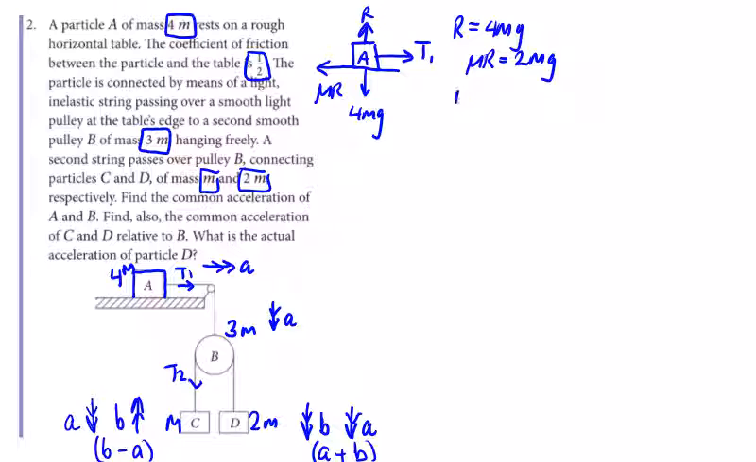So we have T1, well, it's moving in the direction of T1. It's T1 minus my mu R, 2mg, the opposing force in the opposite direction, is equal to mass, which is 4m, times A.